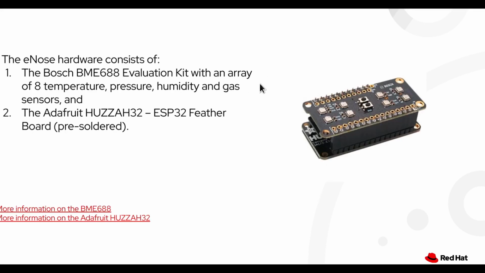Now you've seen the demo. Let me tell you more about the project. First of all, the eNose hardware. The hardware consists of the Bosch BME688 Evaluation Kit, with an array of 8 temperature, pressure, humidity, and gas sensors. That is the board at the top. Next, we have the Adafruit ESP32 Feather Board, which is the microcontroller, which you can see only partially here at the bottom. It provides the CPU power to drive the sensor board.